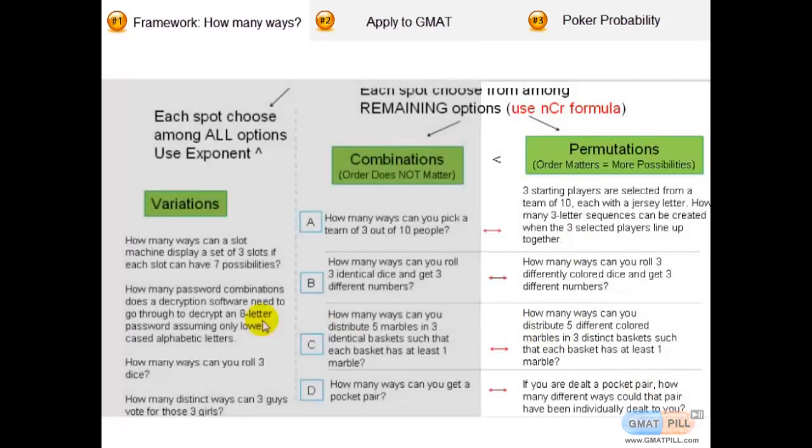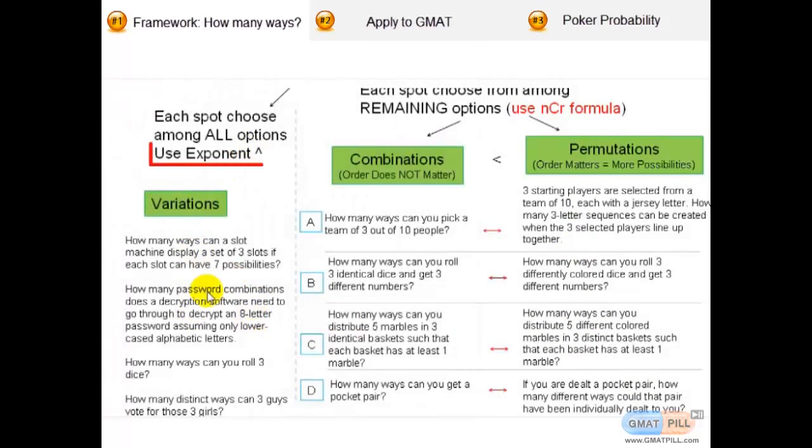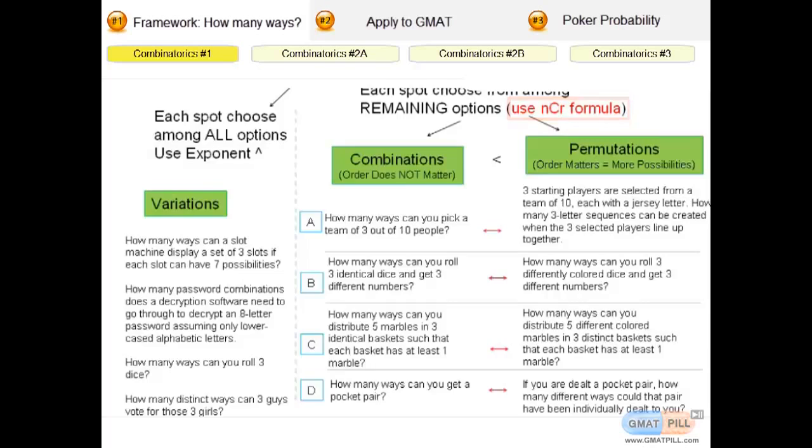So now that you understand when to use exponents in your calculations and when to use the nCr formula in your calculations, let's go ahead and do some GMAT problems.